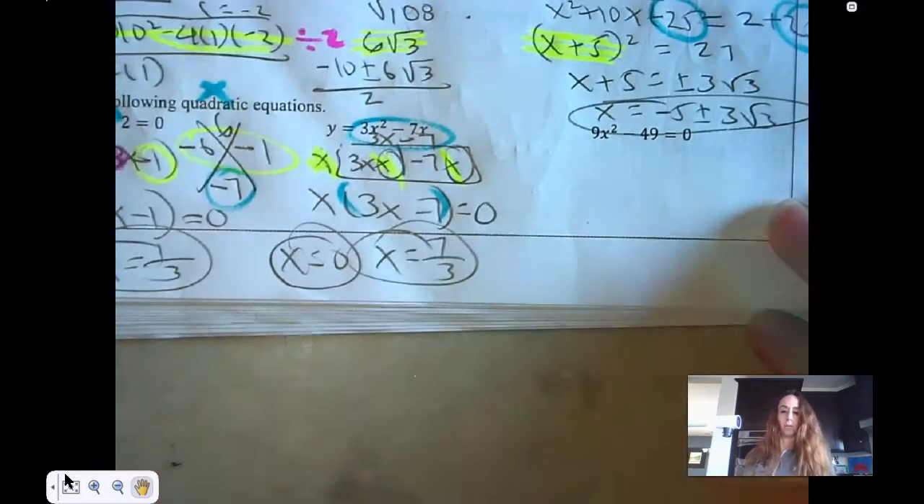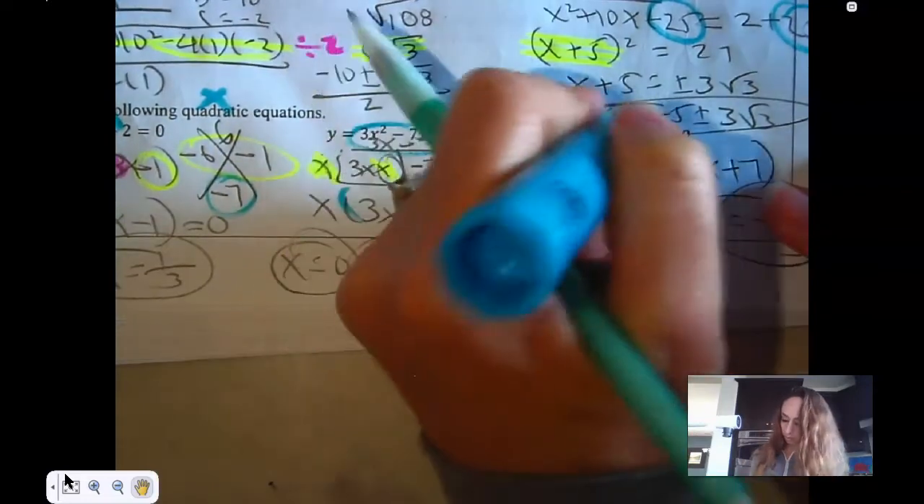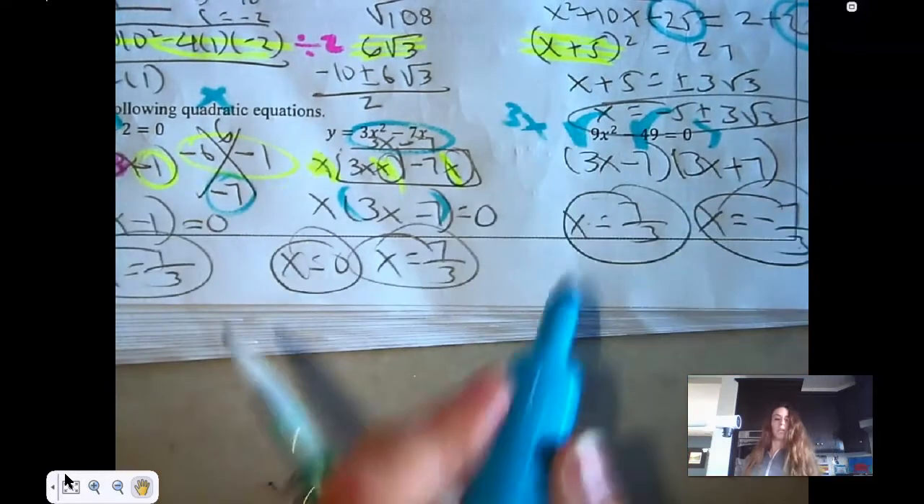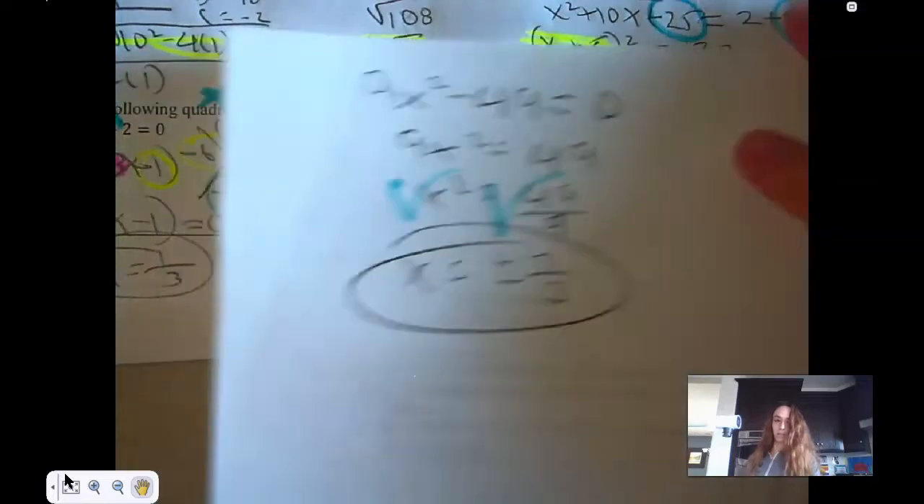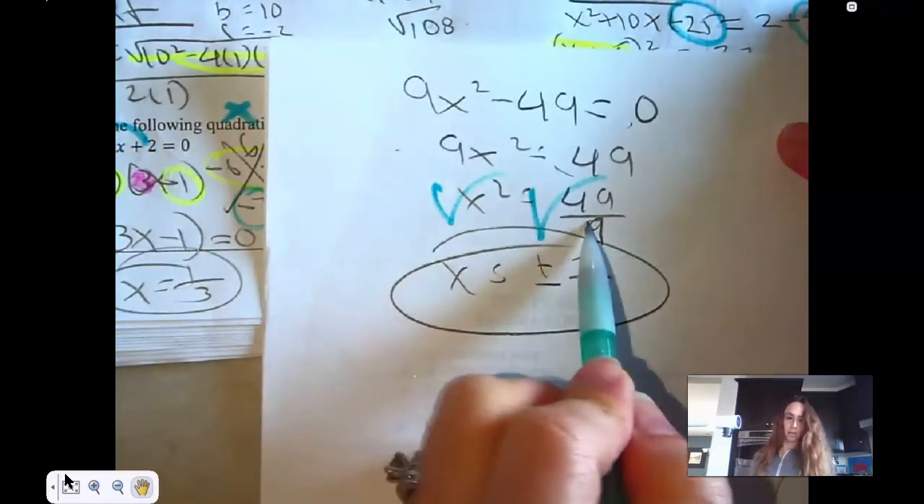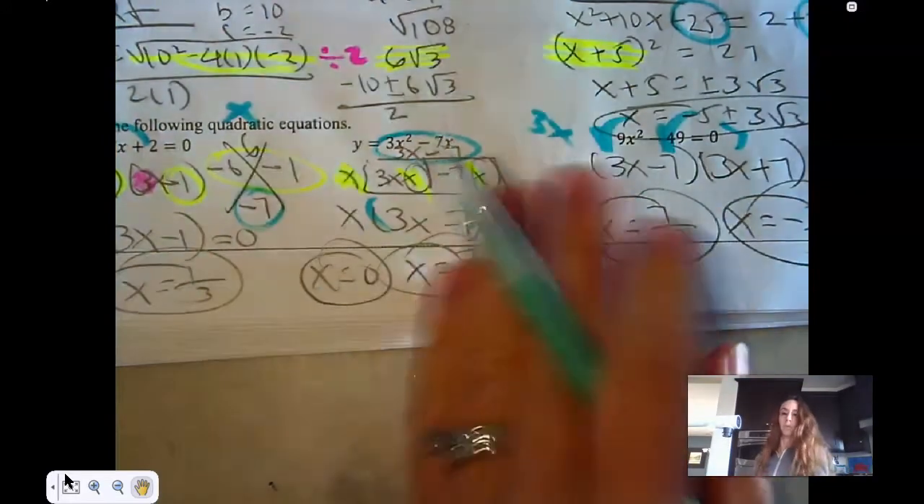Now factor the next one. So this one is square root, square root. Square root of 9x squared is 3x. Square root of 49 is 7. Solve, set it equal to 0. Now you could also have done it this way. Move the 49 over, divide by 9, square root, plus or minus 7/3. Both of them work. Okay?